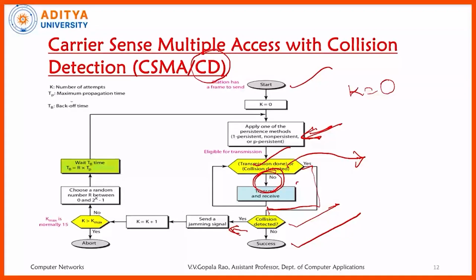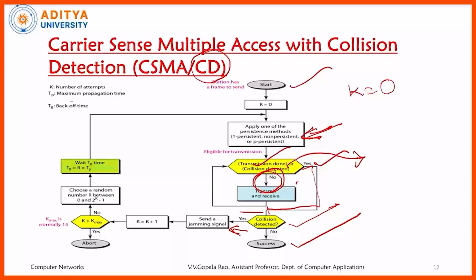So the S case we completed. Now we are traveling in the no direction. Suppose the transmission done is a question, then if it is no, that means transmission is not done. Then transmit and receive. Again you have to go back to this step, and again you have to do this process until you get the answer called yes.